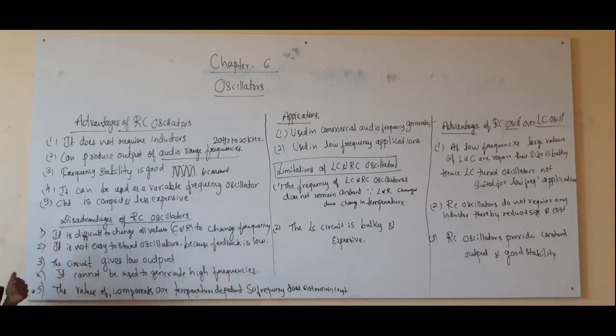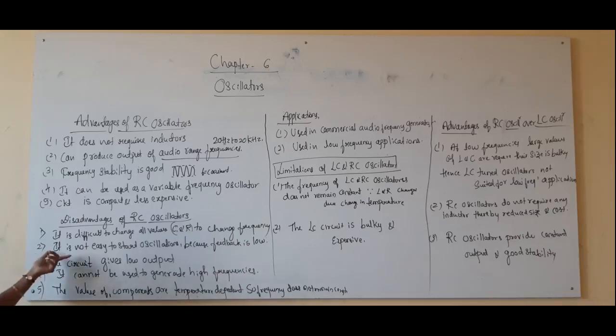Along with that, these circuits also have their own disadvantages. It is difficult to change the values of capacitors and resistors that are employed in the circuit whenever you want to change the frequency. Suppose you want to change the frequency, then all the resistors in the feedback and all the capacitor values are to be changed. That is not easy. It is very difficult to change the values of capacitance and resistance, whenever a change in frequency is required.